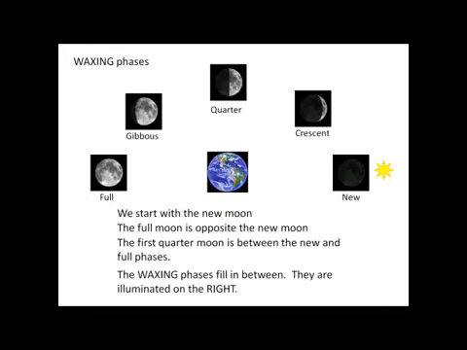And then we fill in the gibbous and crescent phases as we transition from new to crescent to first quarter to waxing gibbous to full moon. So these are all of the waxing phases.